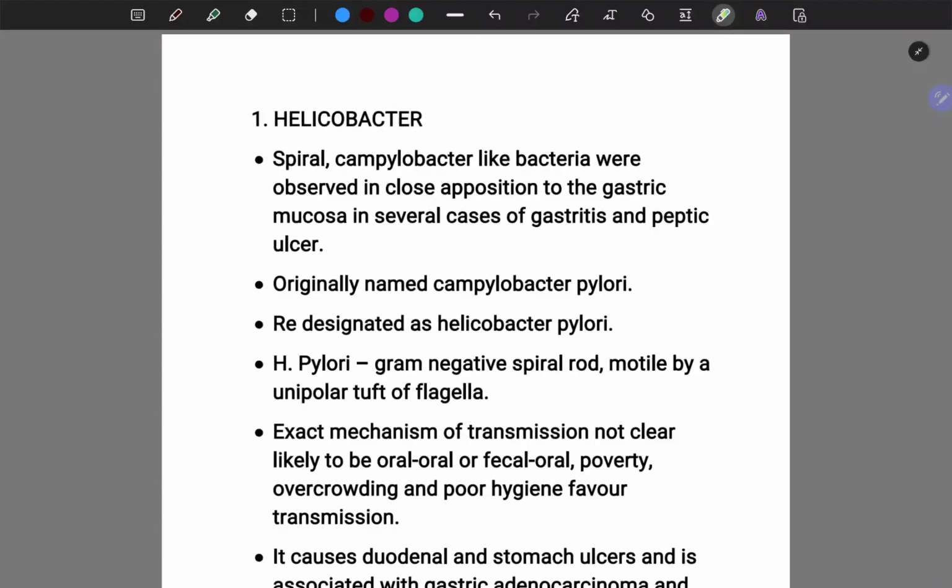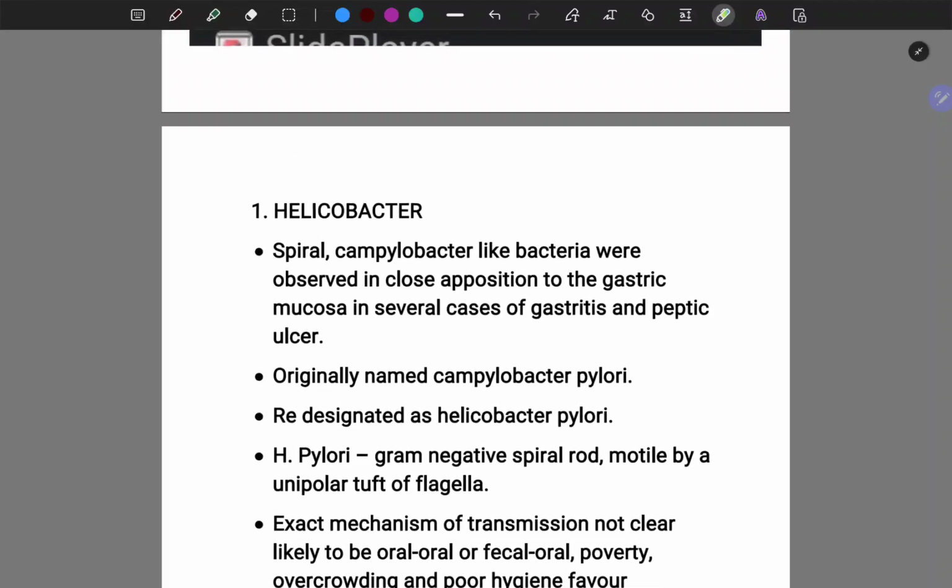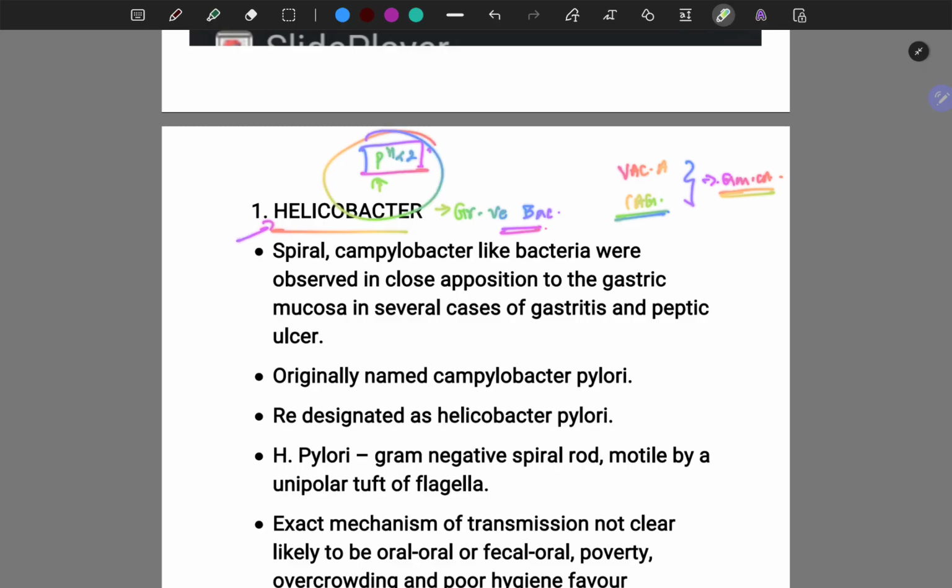Helicobacter pylori. I just want you to remember three important points in this Helicobacter pylori. So the first point is gram-negative bacteria. There are two toxins, VacA and CagA toxin. These are mainly responsible for gastric cancer. They survive at pH less than 2. And Helicobacter pylori has a twisting or spiral motility.